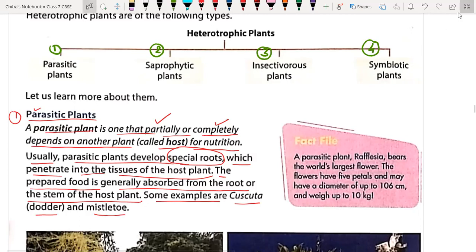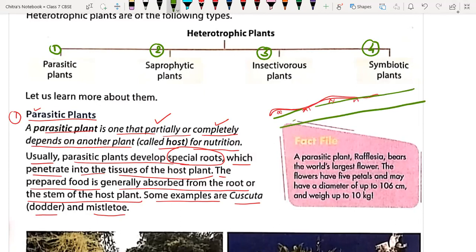Suppose here I am drawing one of the parasitic plants, called cuscuta. This is the cuscuta plant, and it has special kinds of roots here. These are the special types of roots. And here we have the host plant, so let me draw the host plant here. This is the host plant, beta.